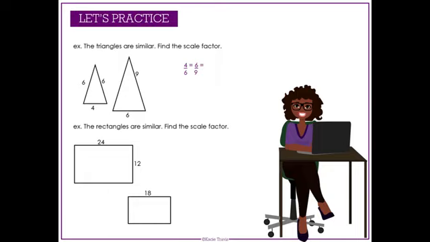So we want to go through and look at our two fractions. We're going to reduce them. 4 and 6 can be divided by 2, and 6 and 9 can be divided by 3, which gives us a nice 2/3. 2/3 is our scale factor. This can also be written as 2 of 3. So you can write it either or. I'll take either because these are both the same exact thing.